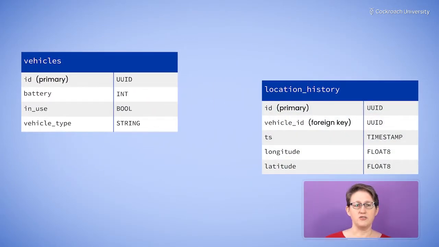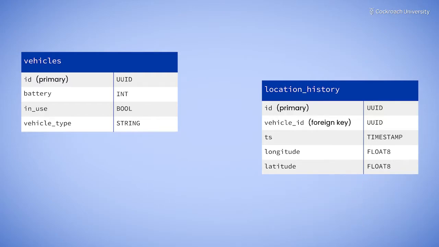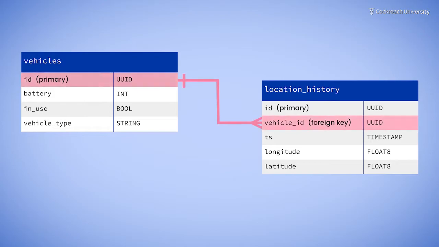The location history table has a many-to-one relationship with vehicle. Any number of location history rows can be associated with a single vehicle row. In the database schema, this is expressed using a foreign key reference in the location history table to the primary key of the vehicles table. But how do we express the same relationship between entity objects in our application code?